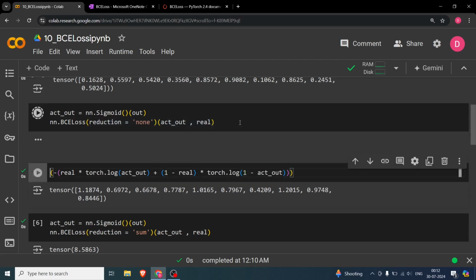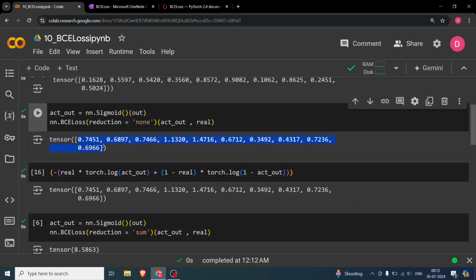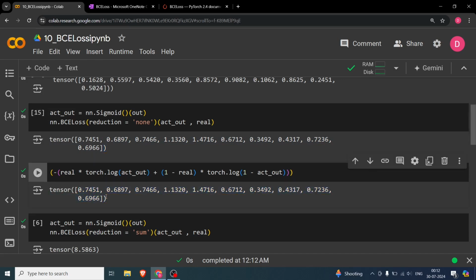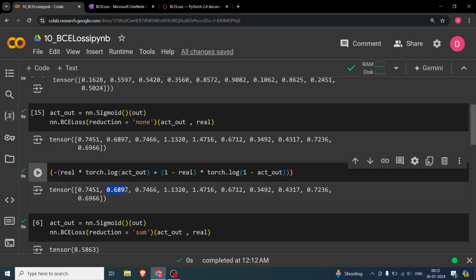So what you do is, you go over here and hit shift and enter. So you can see you have got the same values. This particular vector starting with 0.7451 is same as this particular vector. All the values match. Okay, again the first value is 0.7451, second value is 0.6897, here again 0.6897, and so on and so forth.